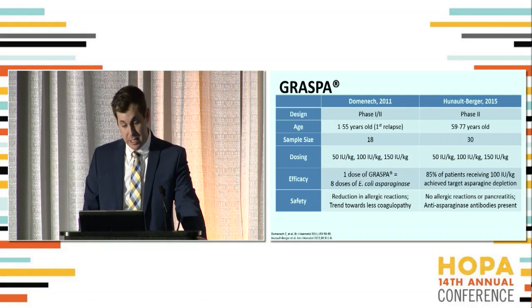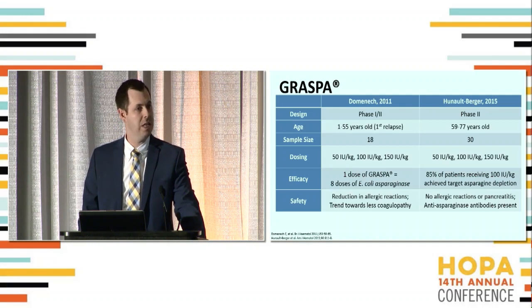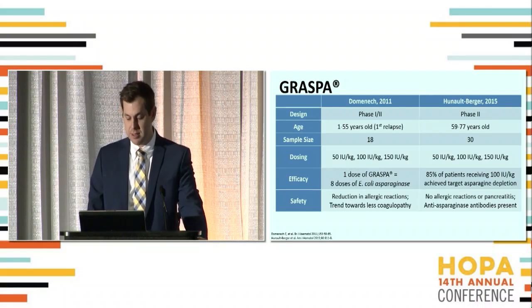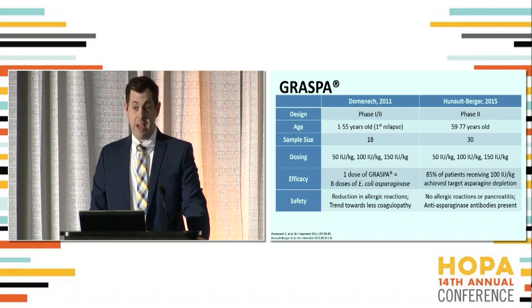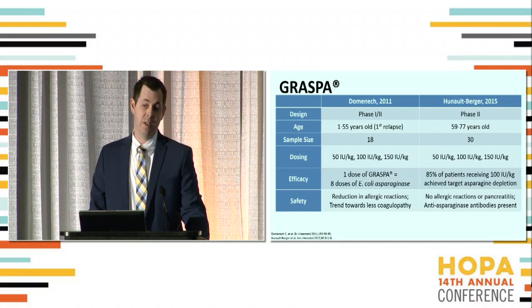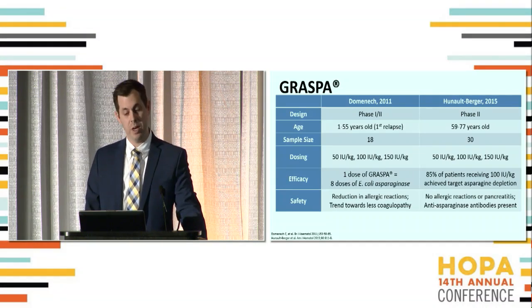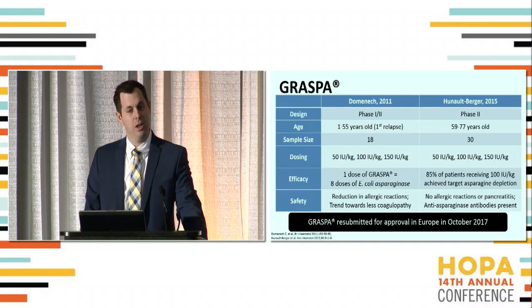And they did note that 50% of patients were developing anti-asparaginase antibodies, but the whole point of GRASPA is that it's protected. One of the points is that it's protected from those antibodies since it's encapsulated in red blood cells. So with all of that, GRASPA initially submitted for EMA approval in 2015. It got bounced back just because EMA wanted a little bit more data. And they have resubmitted for approval in Europe in October of 2017, and we're still pending a decision. I checked this morning.